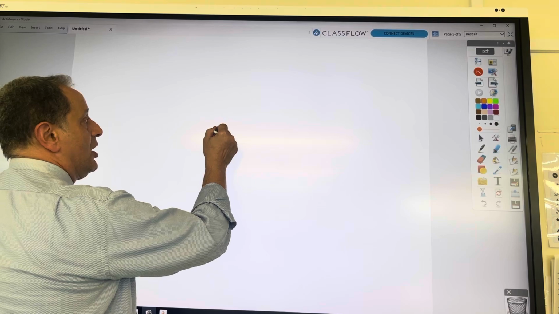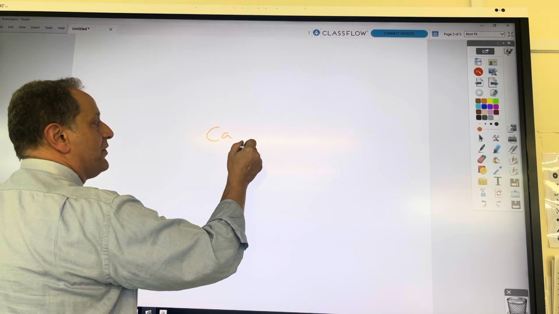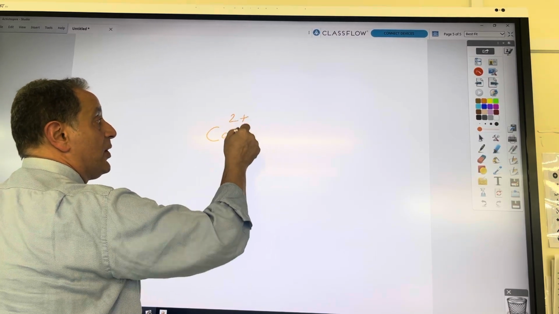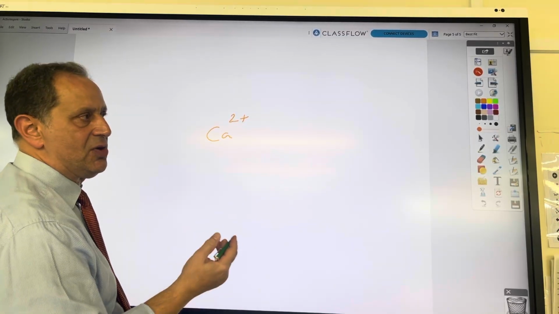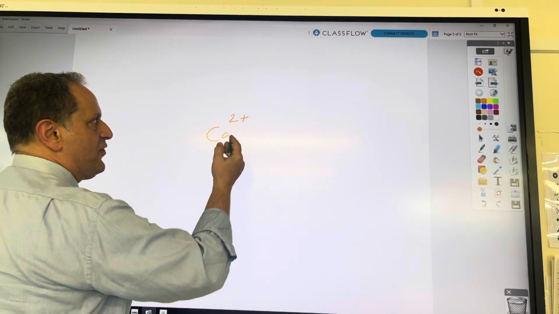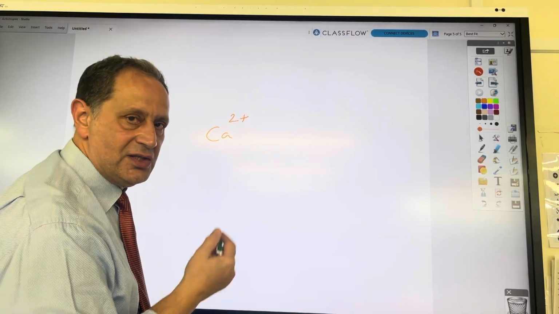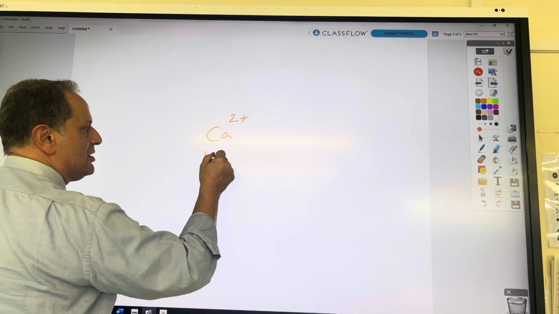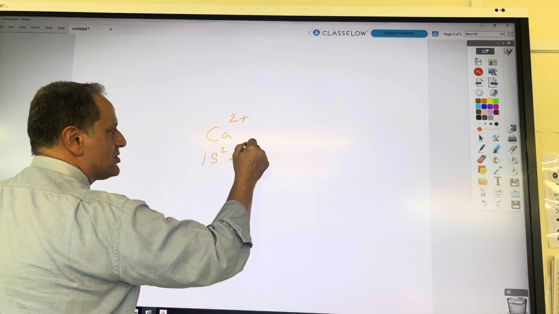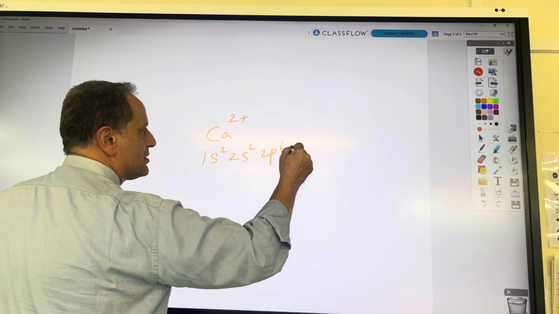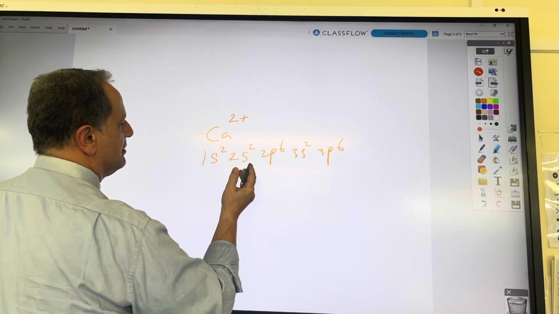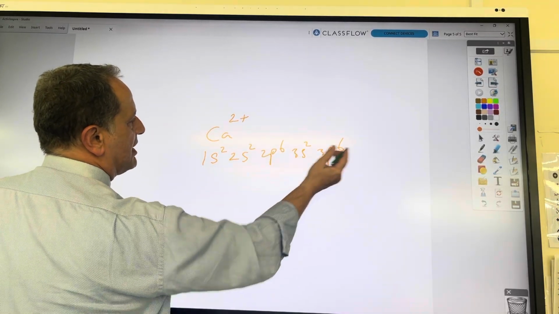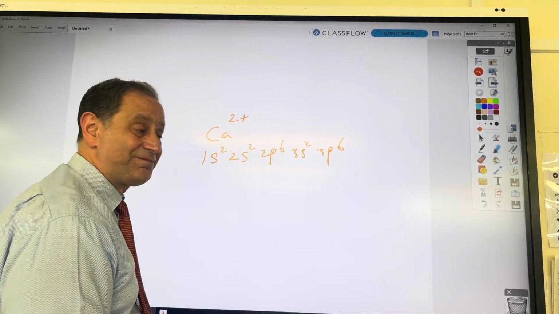They would say, what is the electronic configuration of calcium 2+, calcium that has lost 2 electrons. You have to say, well, calcium is atomic number 20. So if it's lost 2 electrons, there are 18 electrons left. So it is 1s2, 2s2, 2p6, 3s2, 3p6. Are we there already? Yeah, that's 10, that's 18, right?